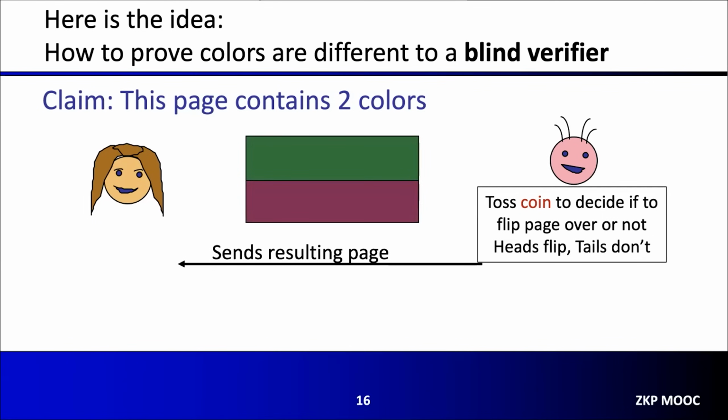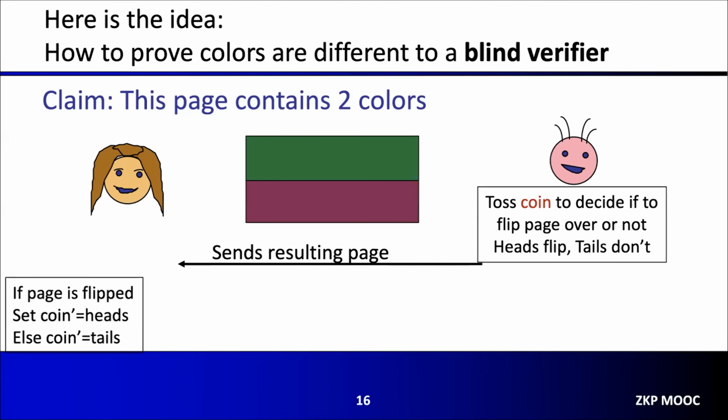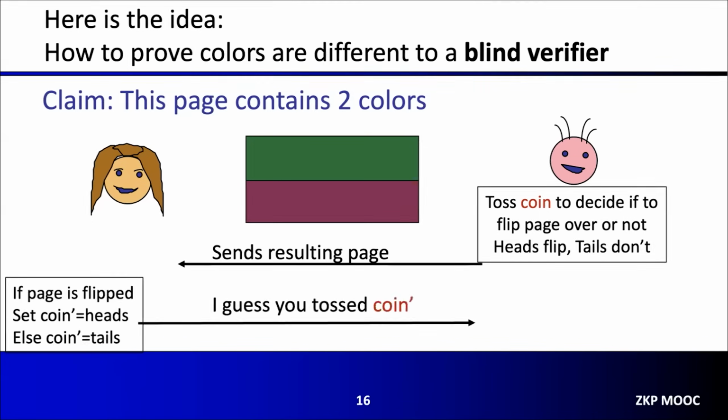The prover now looks at this page. He knew what the page looked like before, and he now sees what the page looks like now. Since the prover can distinguish colors, he can tell whether the coin landed on heads or tails, right? And indeed, that's exactly what he does. He checks whether the page was flipped or not. He writes the value of the new coin, coin prime, to be heads if it's flipped, tails otherwise, then he sends back coin prime. He says, listen, I think you tossed coin prime.